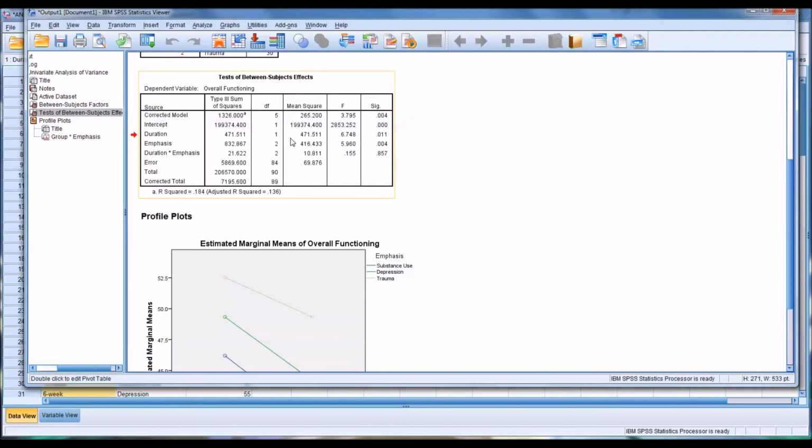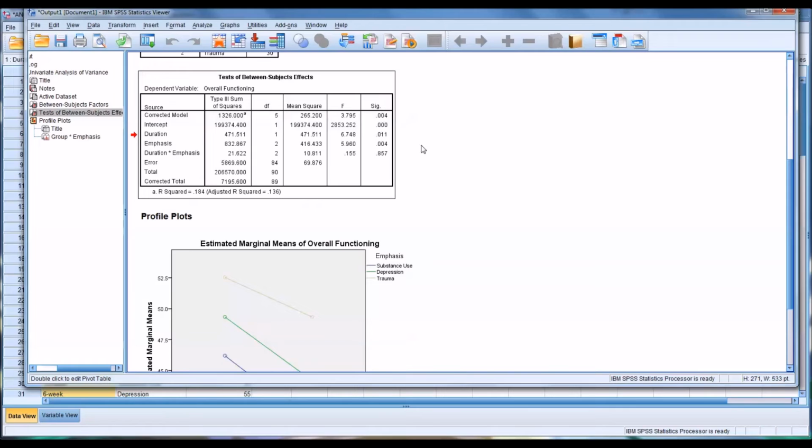And the most important figure here for our purposes is the p-value, which is referred to as significance level here in SPSS. You can see it's 0.011, which means there's a 1.1% chance that the difference that was observed between the two groups, the duration groups, occurred through random error alone. So 1.1% chance that those results occurred by random error.